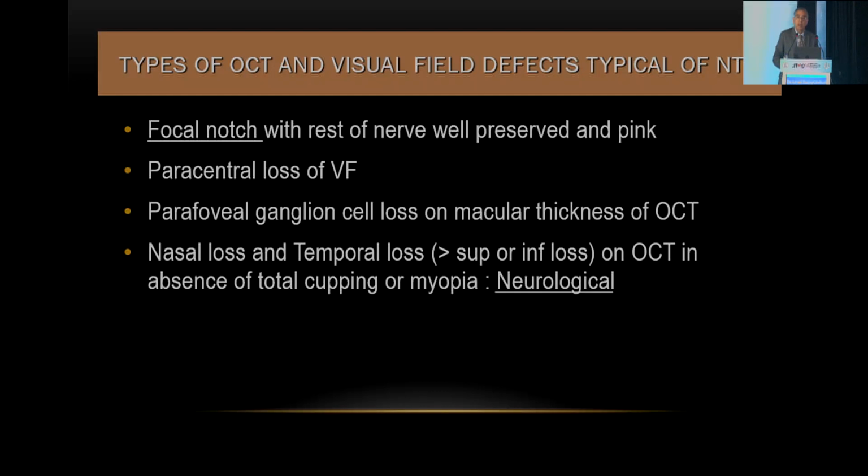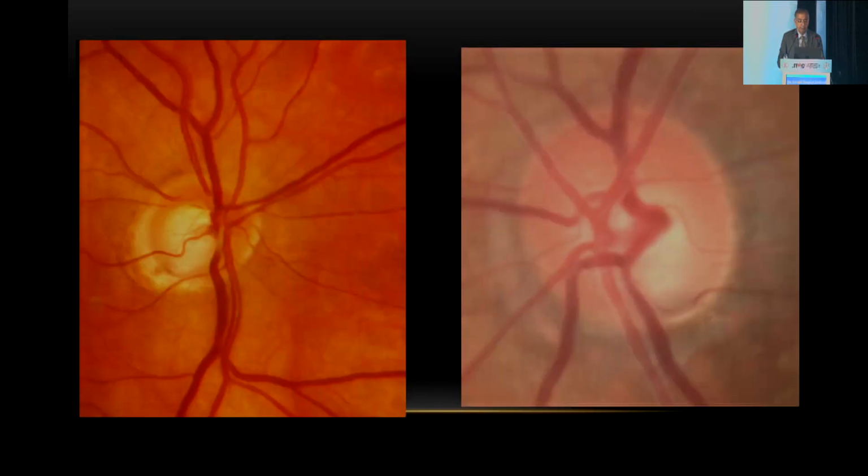So yes, there are certain systemic features that can identify low pressure glaucoma, but can you look at the patient's optic nerve or visual field and identify low pressure glaucoma? Yes, there is in low pressure glaucoma a focal notch. The rest of the nerve is completely well preserved and pink. Of course, this is in early to moderate stage. The paracentral loss of visual field, the parafoveal ganglion cell loss, and of course, nasal and temporal loss is typically neurological, as I mentioned in the morning.